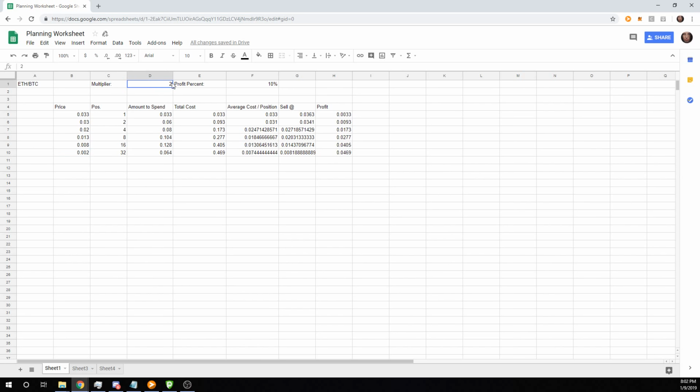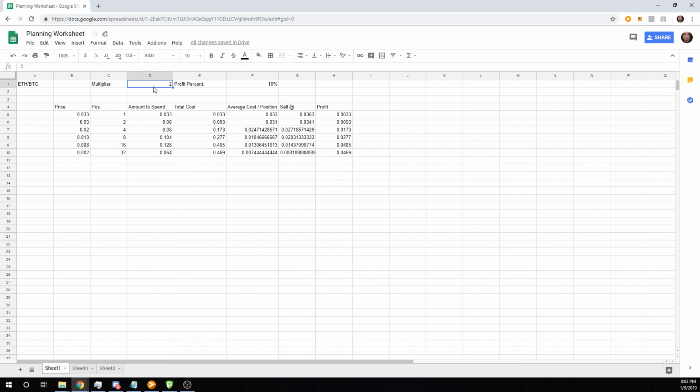Then the next thing that I did is I made a multiplier, and I said I want to multiply my position by 2, okay? So then I just made a formula that said C5 times D1, and that gives me my multiplier, how much I'm multiplying my position by, okay? And then C6 times D1, I'm just taking that and multiplying it by this. And then C7 times D1, I'm just taking this and multiplying it by this. C8 by D1, and all the way down in order to multiply my position.